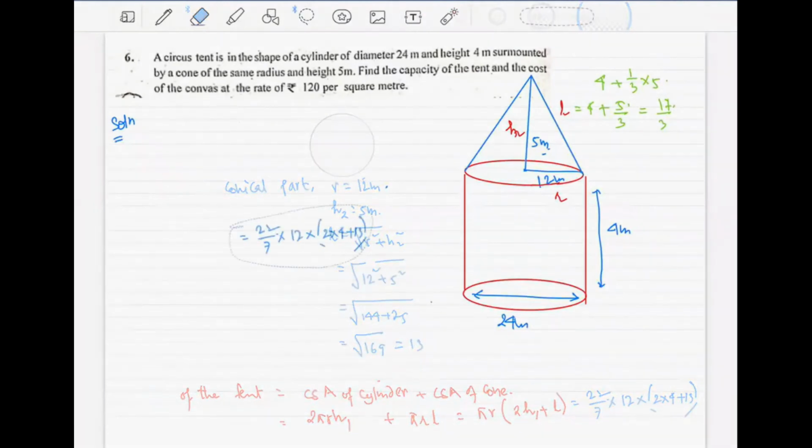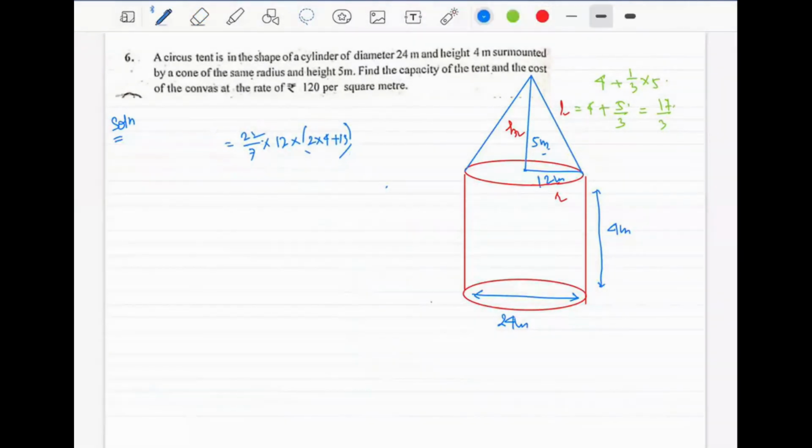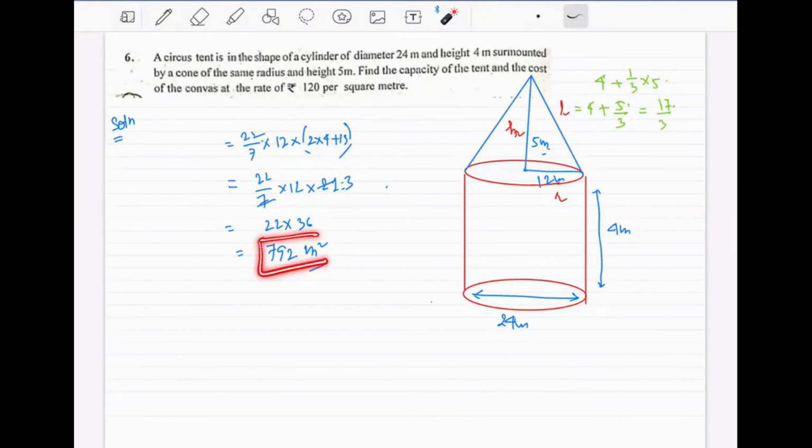Okay, rubbing it off. So if we continue further, let's see, we will have 22 by 7 into 12 into, yeah, we have got 2 4s are 8, 8 plus 13 is 21. Cancel it, 7 3s are 21. So we are left with 22 into 12 3s are 36. 72, 72, so we have got 792 meter square. So this much meter square, we will need to make the tent. We will need 792 meters square.